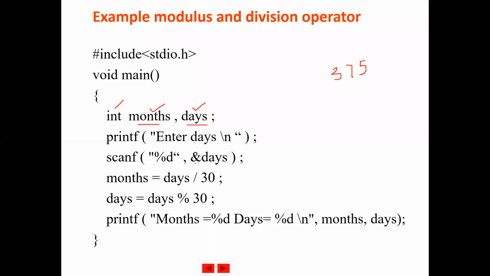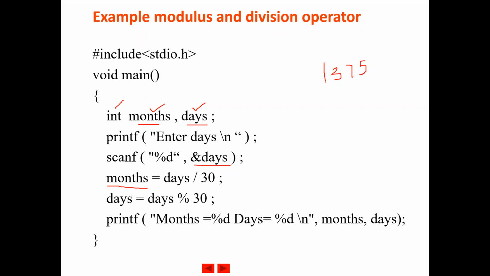So using scanf, I'll be accepting the number of days. I'm giving the number of days as 375. So in the days variable, I'll be getting 375. Now, suppose I want to find the number of months. I am using the variable called months. Months equal to days by 30.